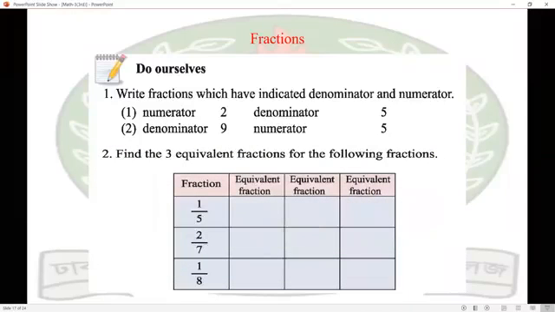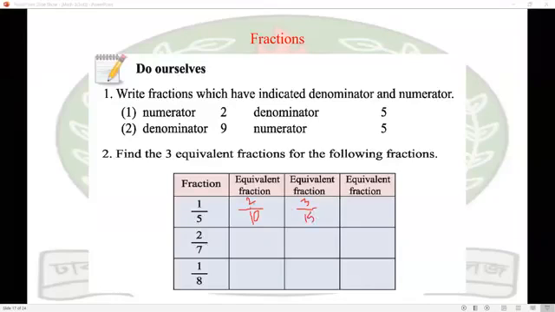Find the equivalent fraction of the following fractions. You have to find the same number to multiply with. So in practice 1, we multiply with the same numbers, 1 and 5. When we multiply 2 with 1, we get 2, and multiplying with 5, we get 10. When we multiply 3 with 1, we get 3, and with 5, we get 15.